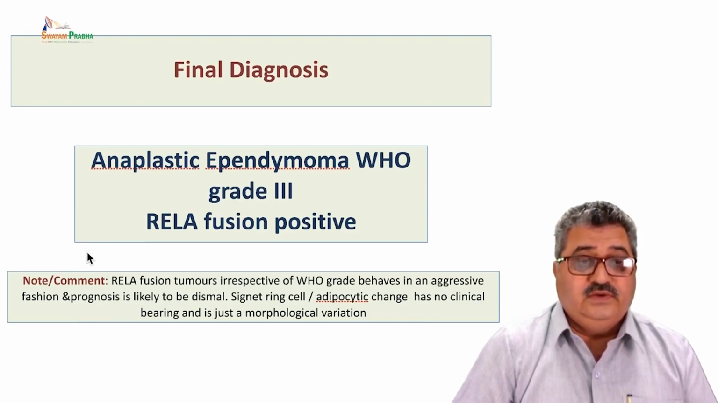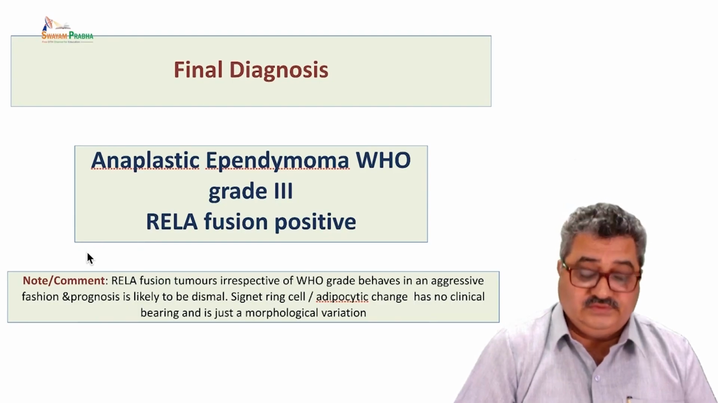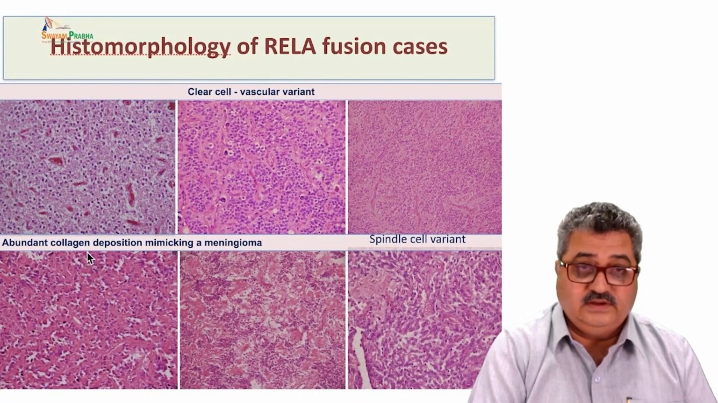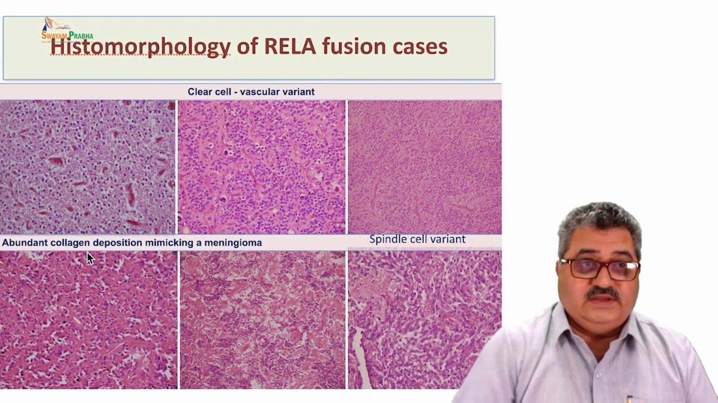So in the supratentorial compartment, when we say this ependymoma, WHO grade 3, earlier people suggested that it is called anaplastic RELA fusion. And one can give the note that this tumor is likely to behave in a worse fashion.